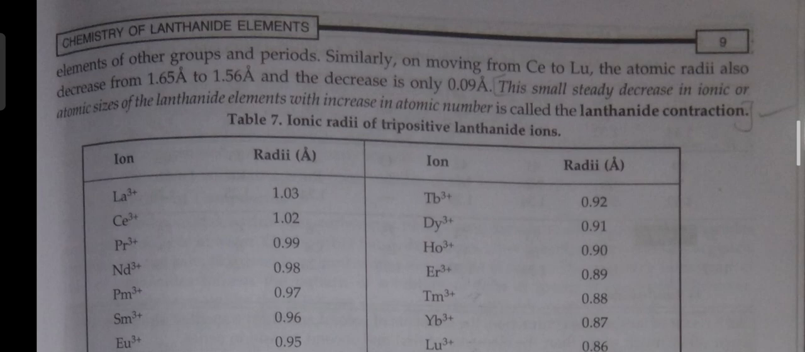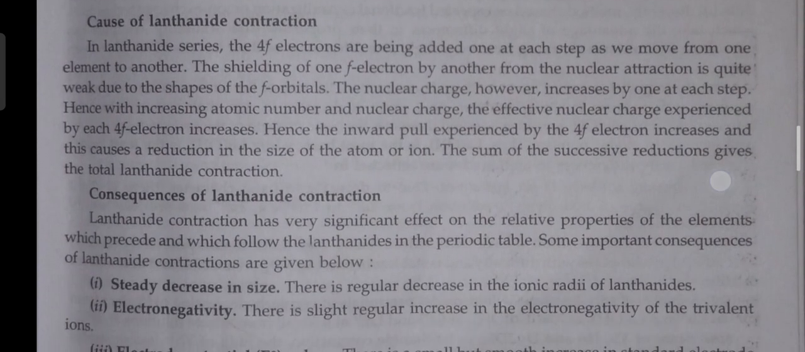The small steady decrease in ionic or atomic sizes of the lanthanide elements, which increase in atomic number, is called lanthanide contraction. Causes of lanthanide contraction. In the lanthanide series, the 4f electrons are being added one at each step as we move from one element to another.